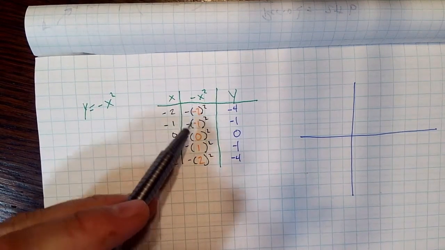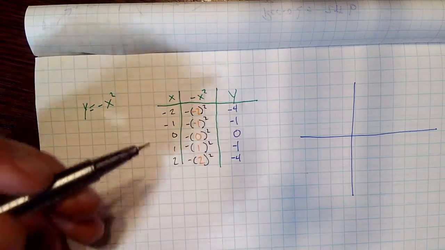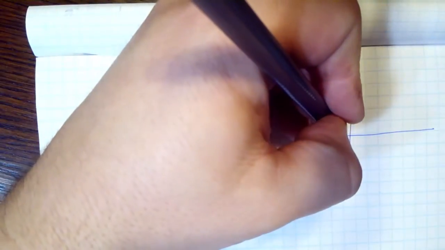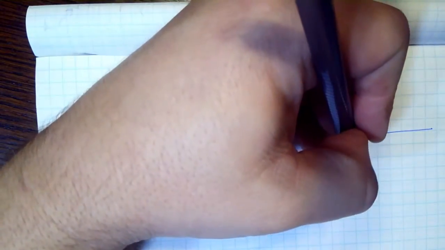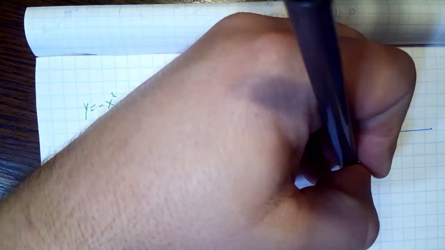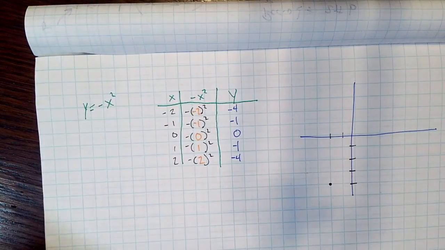So my first point, well, I'm going to start over here because this is how I like to graph it. So my x is negative 2, my y is negative 4. So I'm going to say 1, 2, negative 2, negative 1, negative 2, negative 3, negative 4. So my first point is right there at negative 2, negative 4.